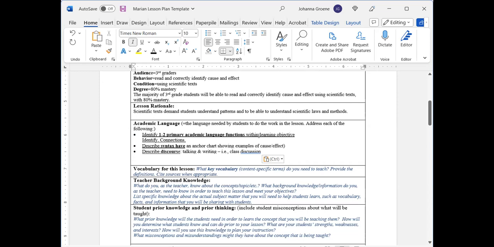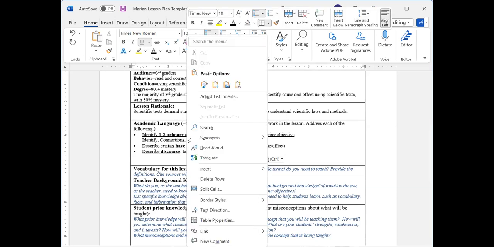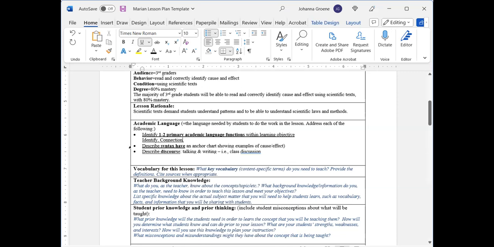So I have, just real quick, my functions. We're going to identify and we're going to make connections. So we'll just say connection. Describe the syntax. So again, how am I going to support this? I can't just say, okay, now go do it, right? We're trying to support language development as well.